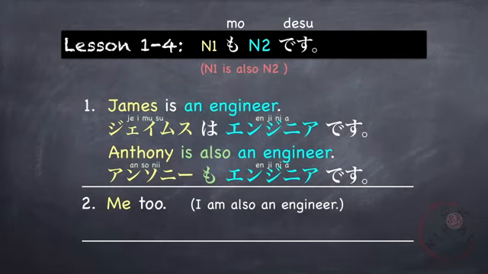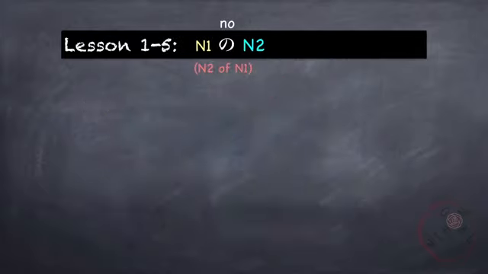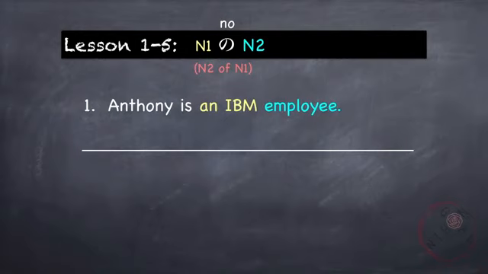Another example, if you want to say, I am also an engineer, you say watashi mo. You don't have to repeat engineer desu because it is already implied. Watashi mo. Me too. Our next grammar point is N1 no N2. This grammar pattern has many uses, so we'll focus on this one, N2 of N1. So let's look at this example.